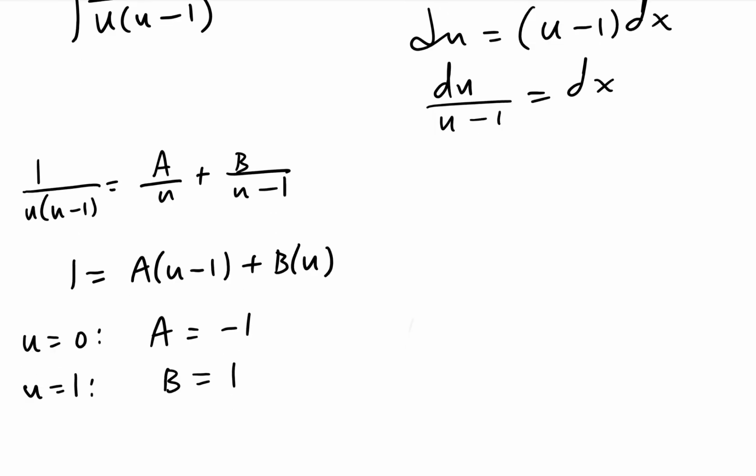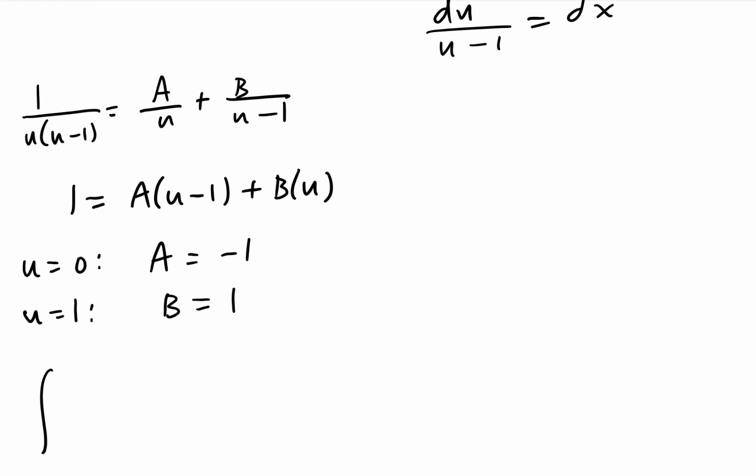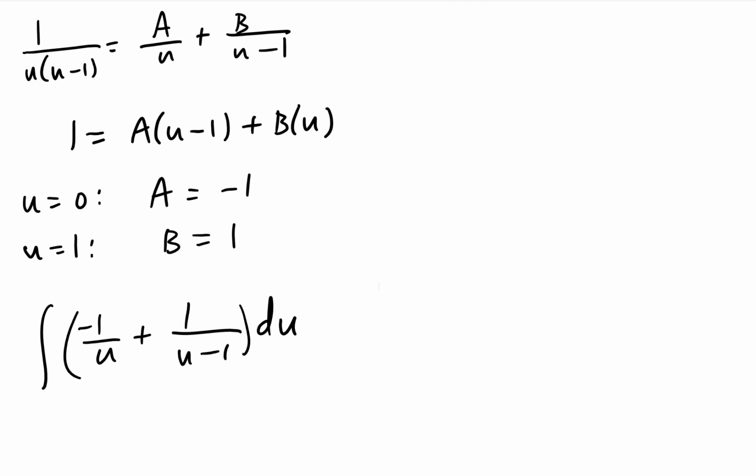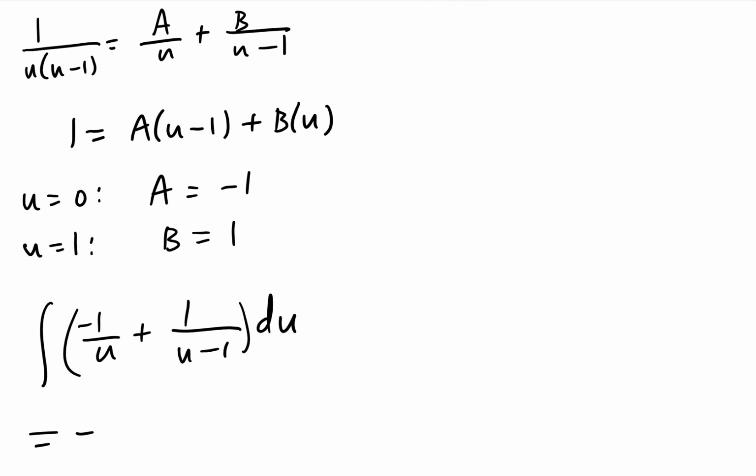Now we can move on and integrate. A is negative 1 over u, b is 1 over u minus 1, du. So that's negative natural log of absolute value of u plus natural log of u minus 1. Don't forget the plus c.